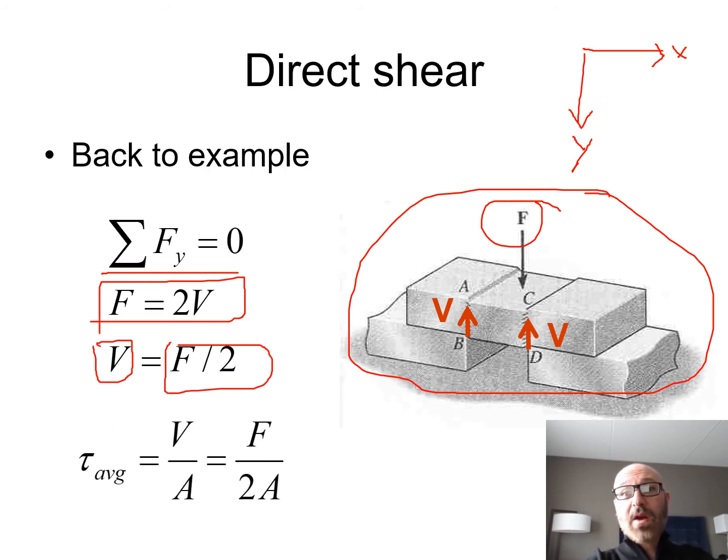Now that we have a relationship for V related back to our applied load F, we can plug that into the equation we just found from calculus, that our average shear stress tau average is equal to V, which we can plug in as F over 2. We end up with a relationship that tau average is equal to F over 2A.